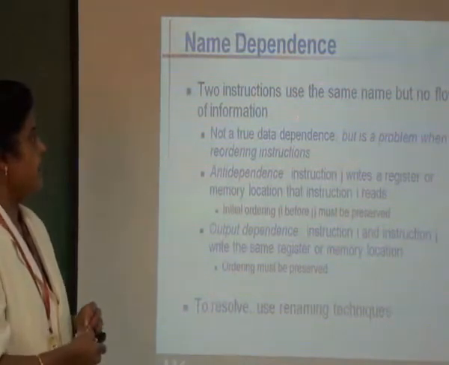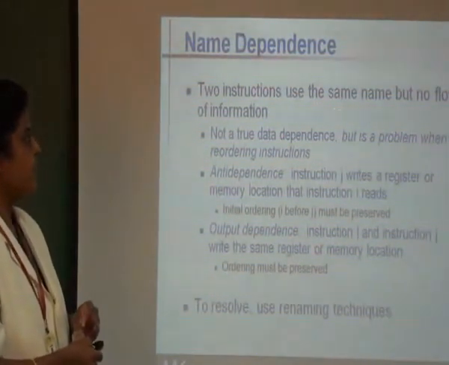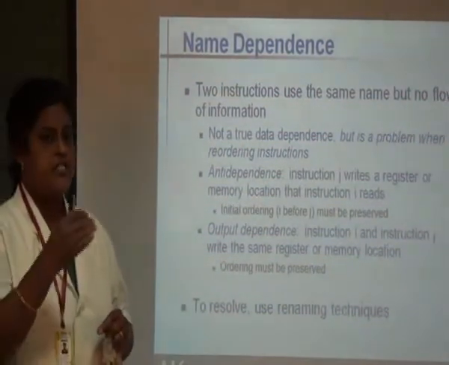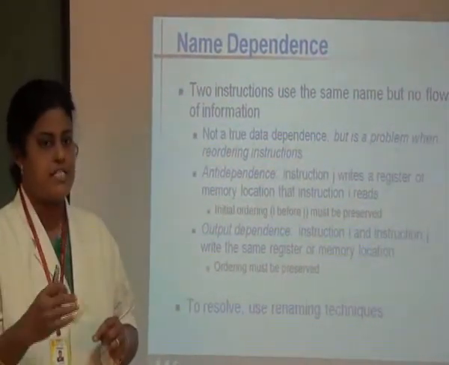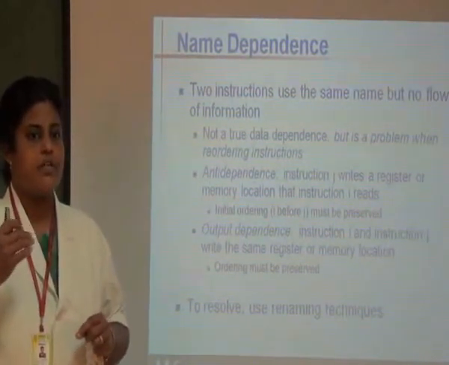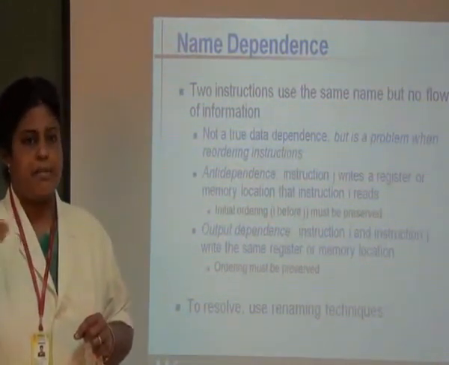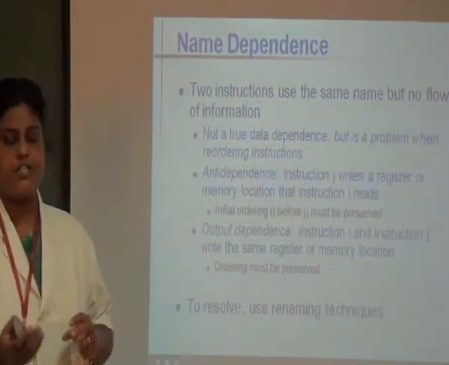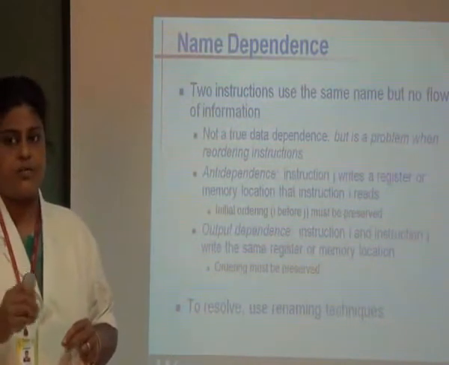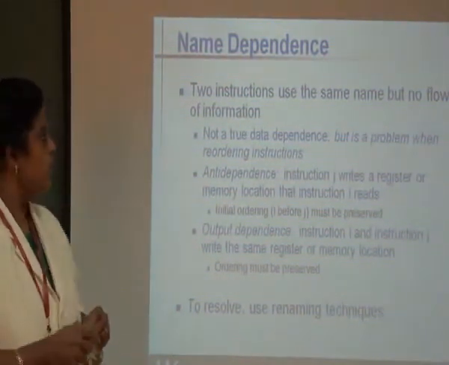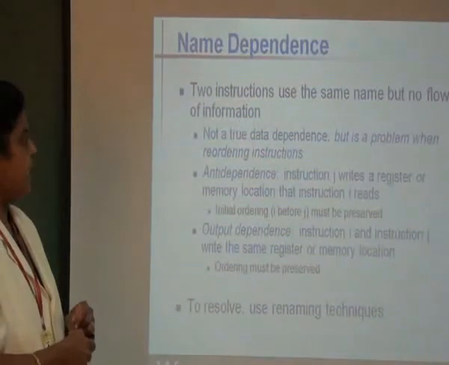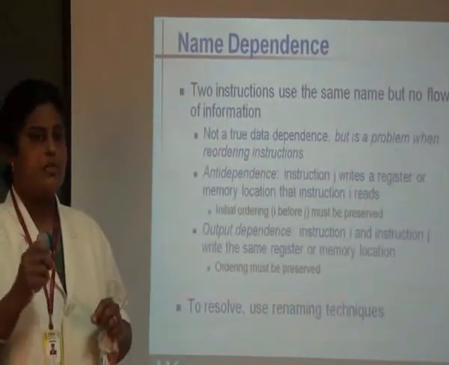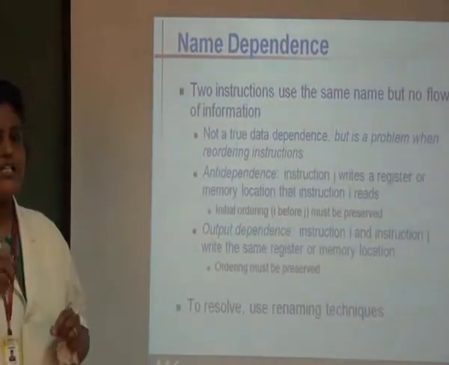What is name dependence? Two instructions use the same name but there is no flow of information between them. Two instructions are using the same register name, or the name of a memory location, but there is no communication or flow of information between them. This is what we call name dependence. In the case of name dependence, it is not a true data dependence problem, but it is a problem of reordering the instructions.